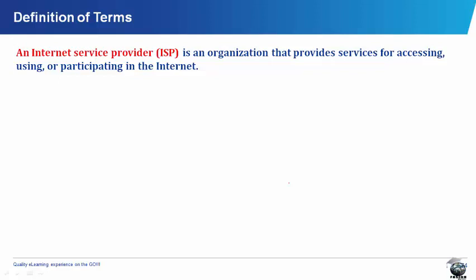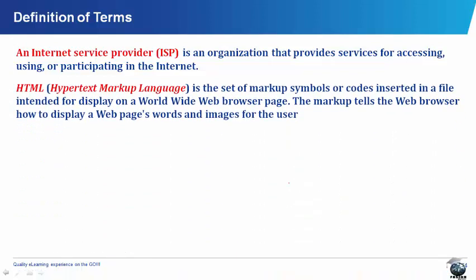The next is HTML. HTML means Hypertext Markup Language. This is the set of markup symbols or codes inserted in a file intended for display on a World Wide Web page. Now, a hypertext markup language is a language. Just like other programming languages, this is a programming language that is used mainly for design of World Wide Web pages. The markup tells the web browser how to display a web page's words and images for the user to use.